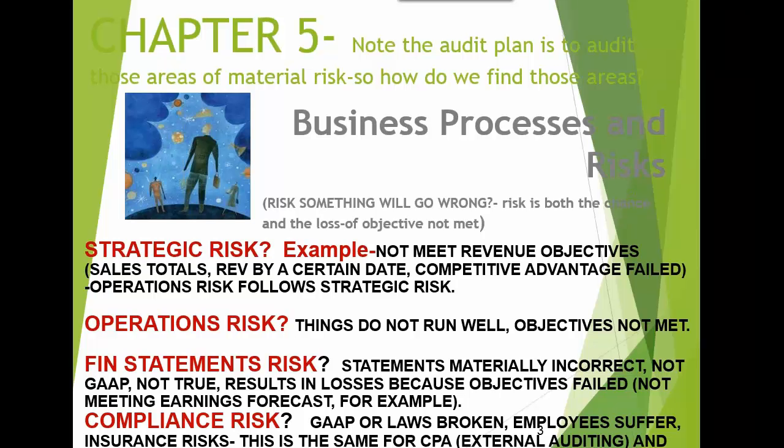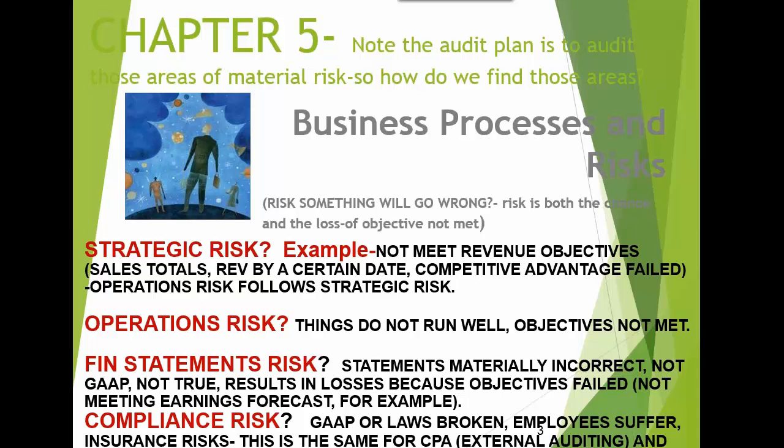Now, embedded within these processes, we also need to understand financial statement risks. Financial statement risk is certainly something that the external auditor is assessing, that the financial statements are materially incorrect, are not according to GAAP, or not a fair representation of the results. And so we need to make sure that the financial statements are fairly presented, but we also need to make sure that these financial statements reflect what the organization is intending to do. So again, think about financial statement risk from two different perspectives.